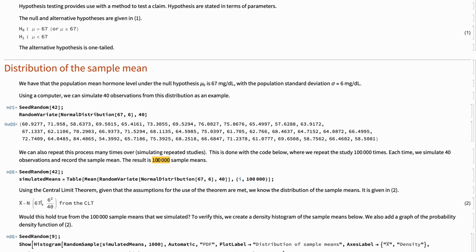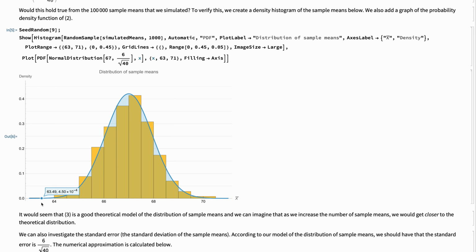Let's visualize it. I've got 100,000 means. Let's create a histogram of those 100,000 means. And I'm going to just overlay on top of that this normal distribution with a mean of 67 and a variance of 6 squared over 40. And look at that, that's exactly what we see. Now, I did not plot all 100,000 values.